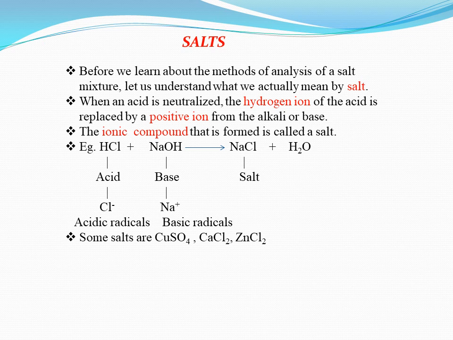A simple salt is made up of one cation and one anion. For example, sodium chloride. Now how do we get sodium chloride? When the base sodium hydroxide reacts with the acid HCl, we get the salt NaCl along with water. Now in sodium chloride, that is NaCl, sodium positive is the cation, which is derived from the base. That's why this cation is called a basic radical, and chloride is derived from acid. That's why this anion is called an acidic radical.